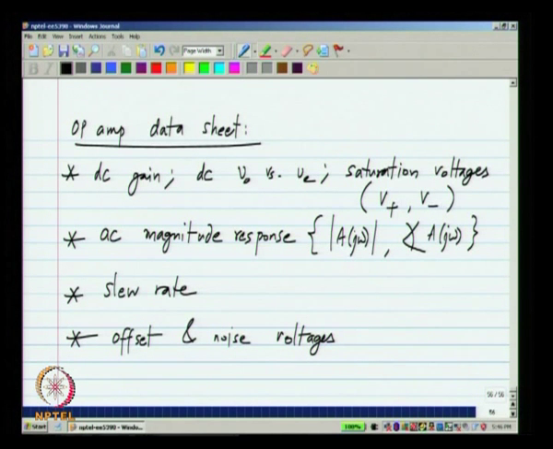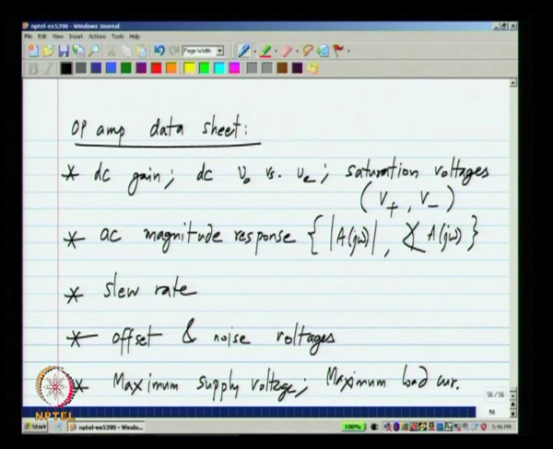Now, in addition to these things, there may be a number of other limits mentioned, that is maximum supply voltage and maximum load current that it can supply, and so on. So, next time you take an op amp data sheet, please look for all of these things and try to understand where they come from.